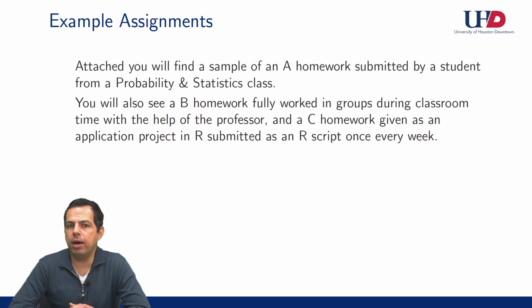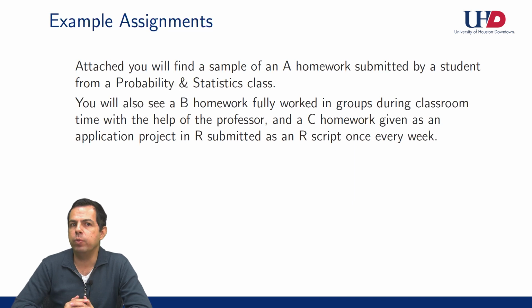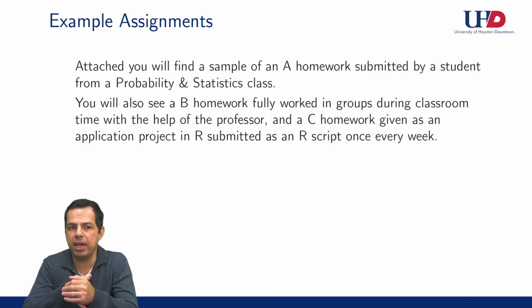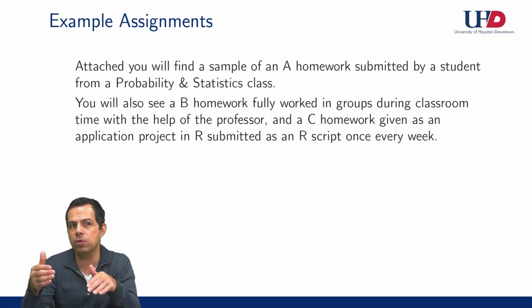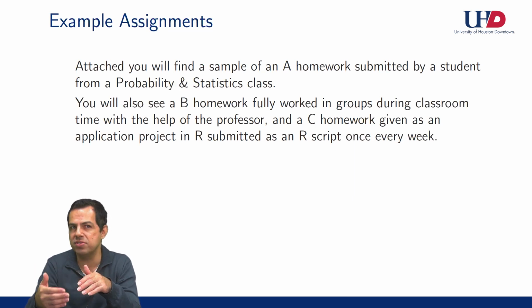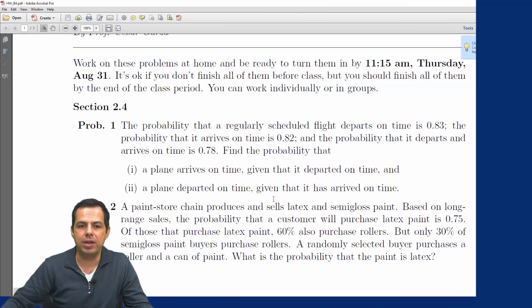And we also have B homeworks. These are fully worked in groups during classroom time with the help of the professor. And we also have C homeworks. In this particular example, this is going to be application projects done in R, because this is probability and statistics. And it's very important that students get some exposure to the R programming language for this class. This is something that they submit once every week. For other classes, we just have problems of mathematics. You can do coding exercises, you can do chemistry exercises or labs, whatever you prefer for the C homework. That's up to you.